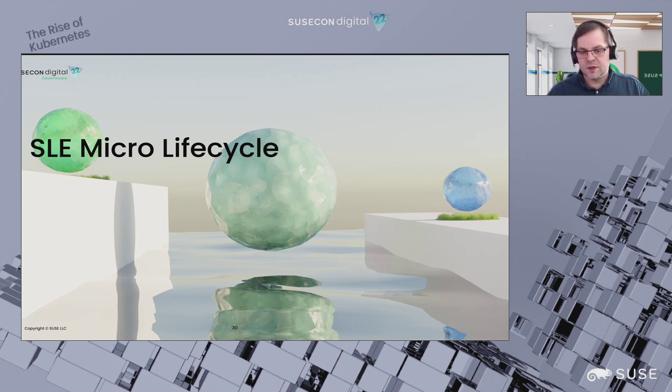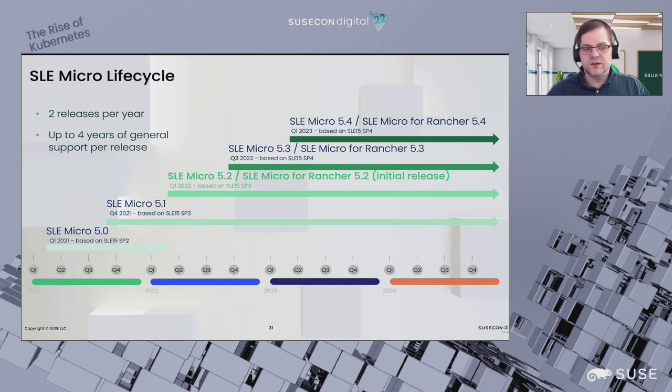Now let's talk a bit about the SLE Micro lifecycle. The initial release of SLE Micro 5.0 had a limited lifecycle of 1 year. Starting with SLE Micro 5.1, we have, however, extended that lifecycle to 4 years of general support, and we will continue to provide 4 years of general support per release. So every SLE Micro release will come with a standard of 4 years of general support.